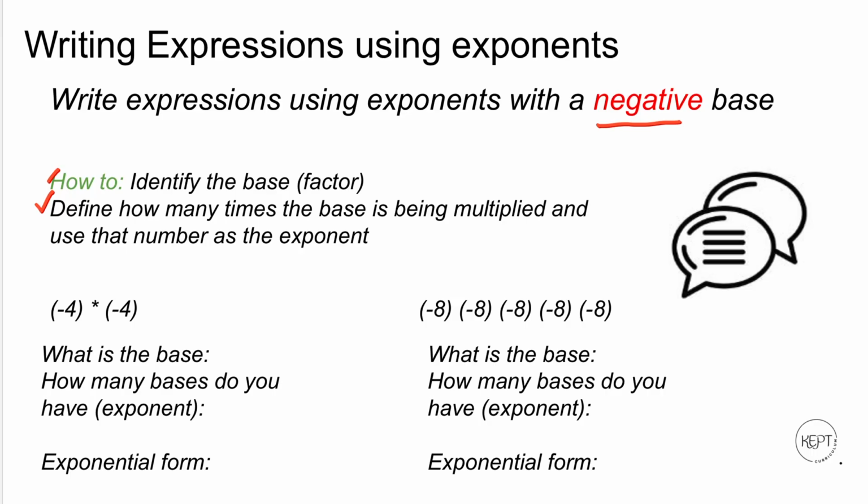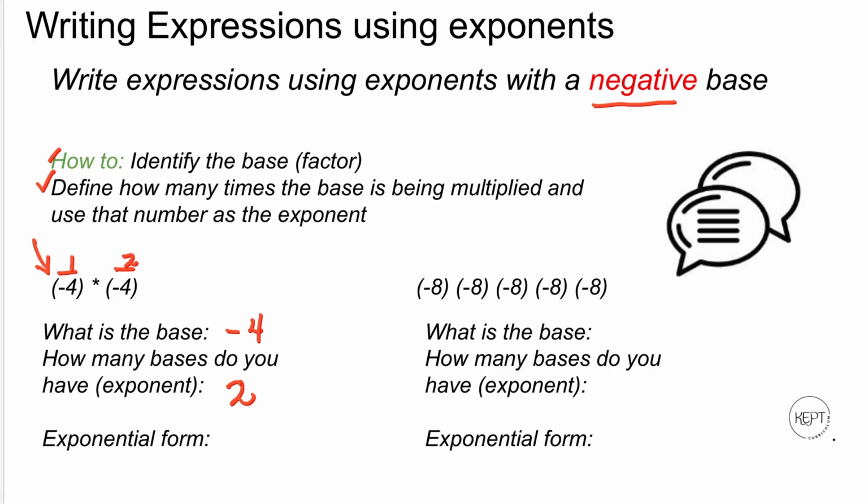So in this first example here, we have a negative 4 being multiplied by a negative 4. Now notice that this is in parentheses because a lot of times our negative numbers are usually written with that parentheses. So our base here is negative 4. How many bases do you have for the exponent? So we can see that we have 2 bases being multiplied, so our exponent is 2. Now don't get tempted to change this to a negative 2. We have 2 positive bases there, 2 bases that are negative there. So how do we write this in exponential form? We have negative 4 to the 2nd power.